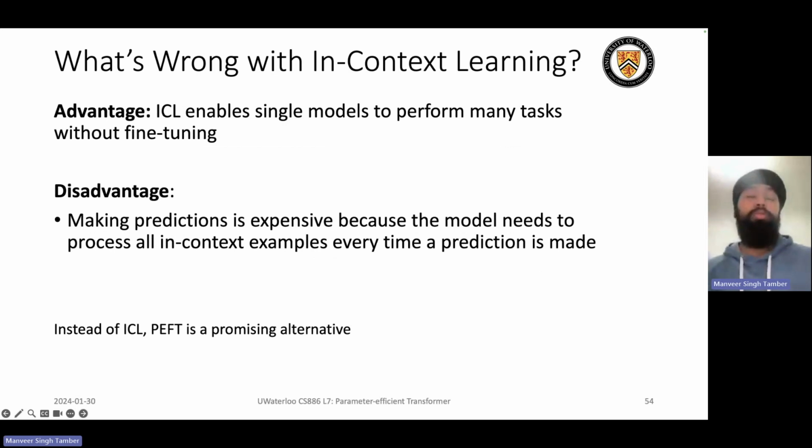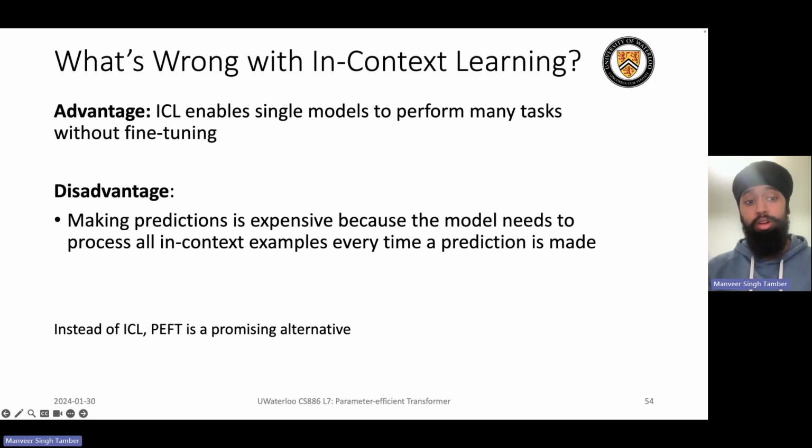Now, what's wrong with in-context learning? Well, the advantage, the authors say, is that ICL, they recognize, does enable single models to perform many tasks without fine-tuning. But the disadvantage is that making predictions is expensive because the model needs to process all the in-context examples every single time a prediction is made.